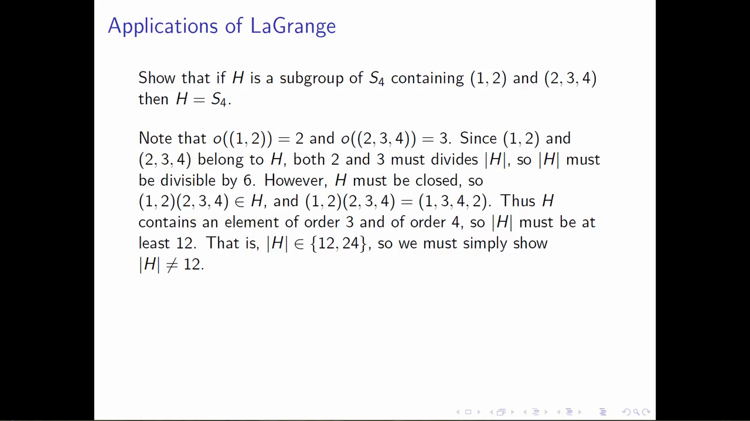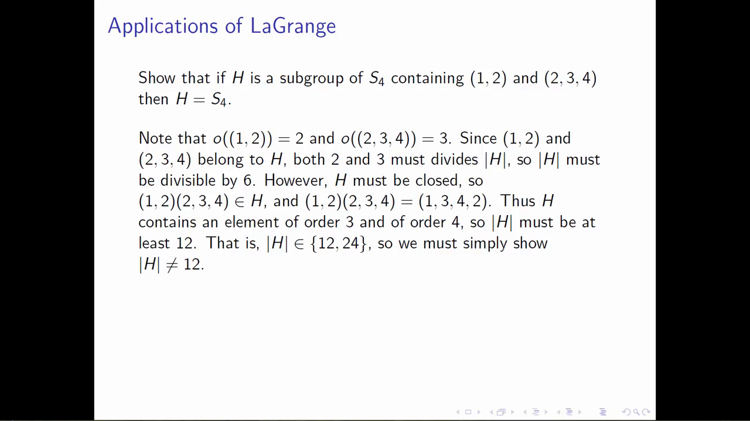We can take this idea a little bit further. If both (1 2) and (2 3 4) belong to H, and H is a subgroup, it has to be closed under our group operation. So when we take (1 2) and (2 3 4) and combine them, this also has to belong to H. And it just so happens that when we combine them, we get a 4-cycle, which has order 4. So 2 and 3 must divide the order of H, but in fact 4 and 3 must divide the order of H, and this can force the order of H to be a little bit larger. The order of H must be divisible by 4 and by 3, so the order of H must be divisible by 12.